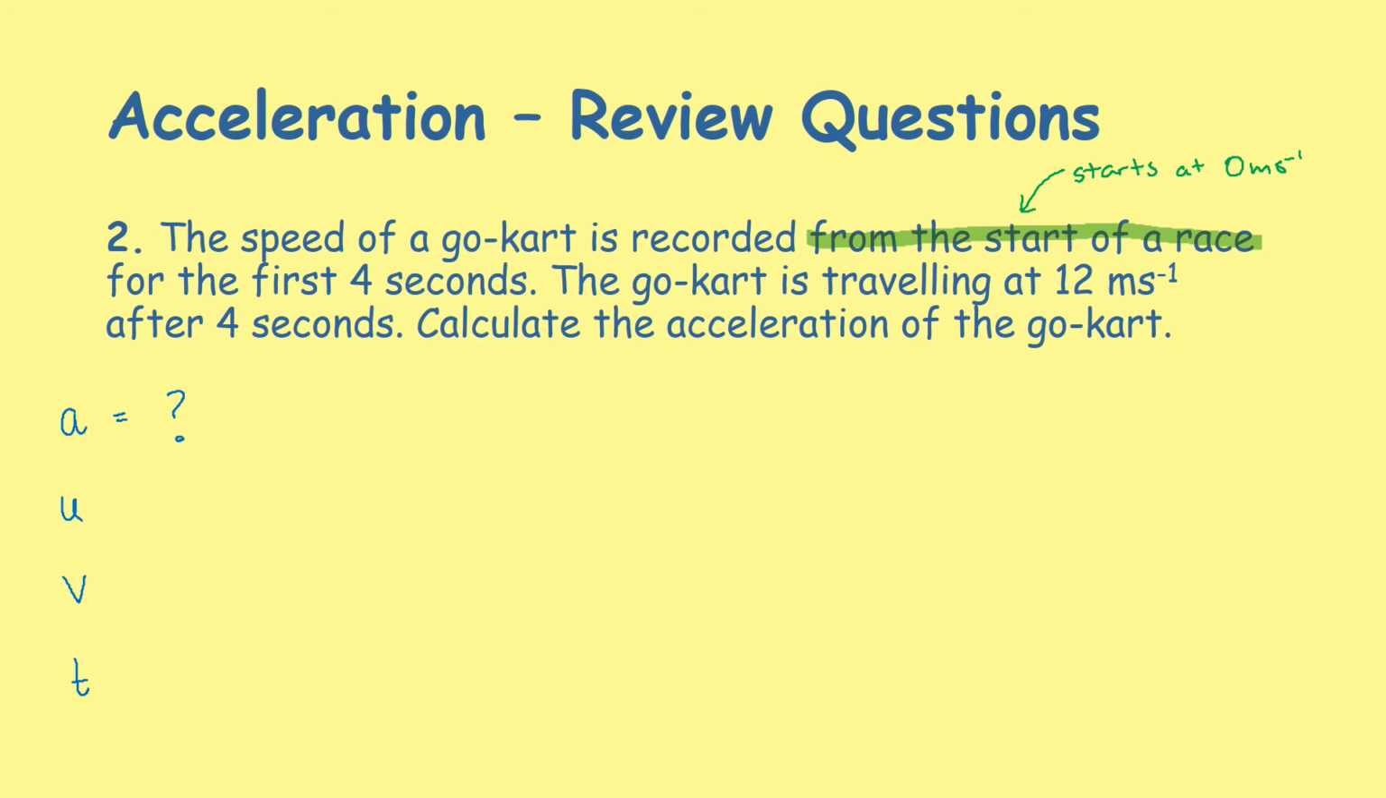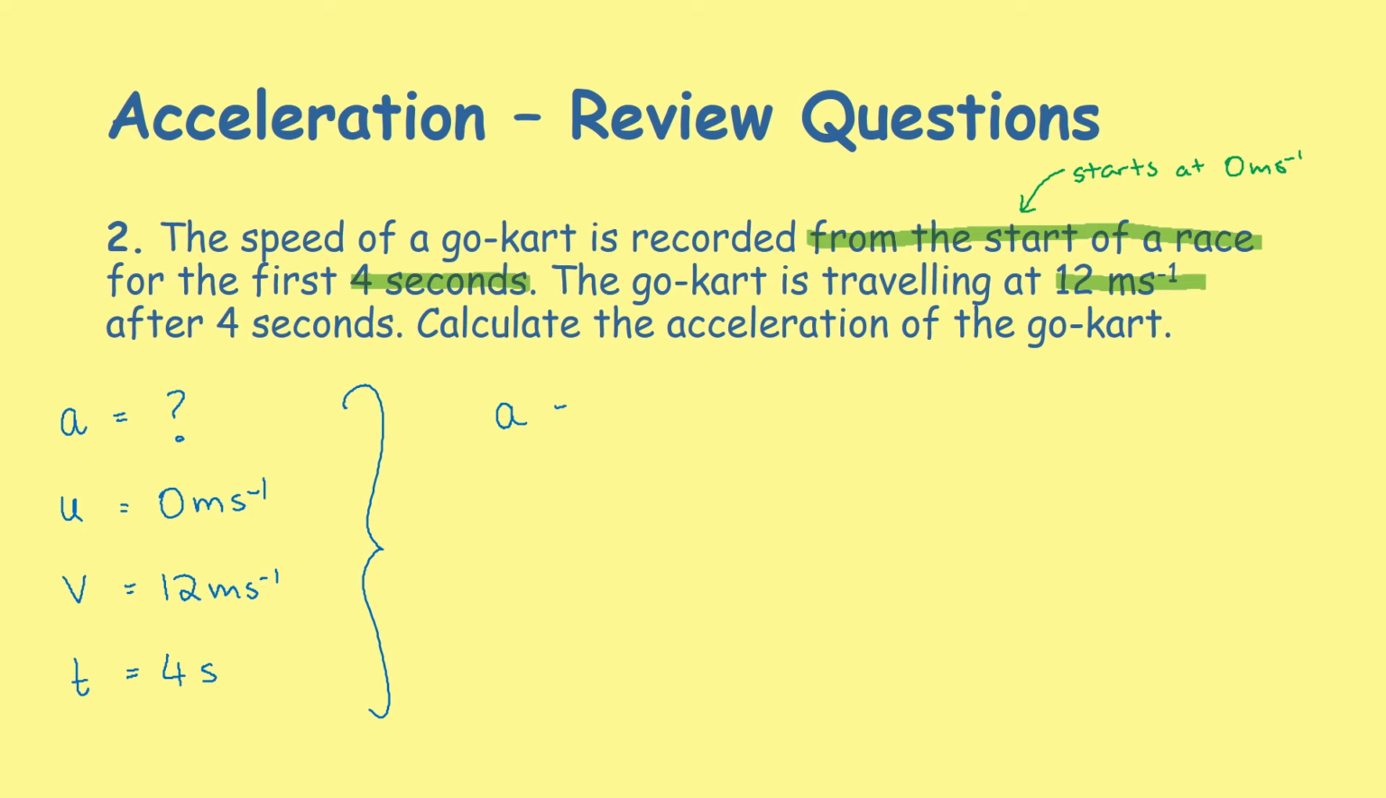Just like when we say from rest, if we're presuming it's the start of the race, then the go-kart mustn't be moving. It will start moving when the race begins. So we can put that into our numbers at the left. Our initial speed is 0 meters per second. And we can see that for the first 4 seconds the speed is recorded, so that's going to be our time. And the go-kart is travelling at 12 meters per second after this 4 seconds, so that's our final speed.